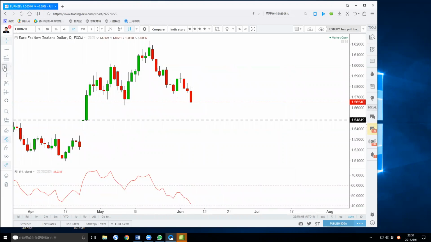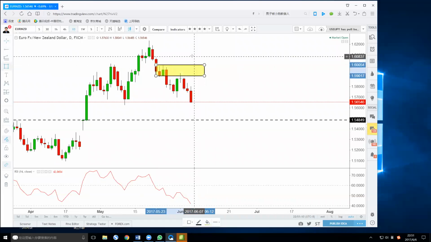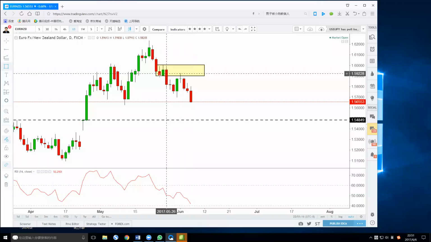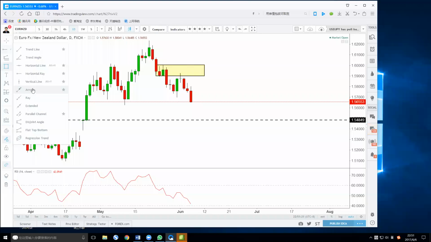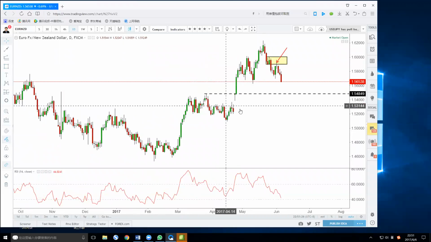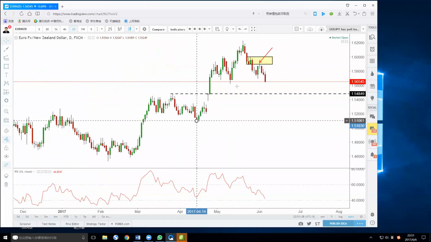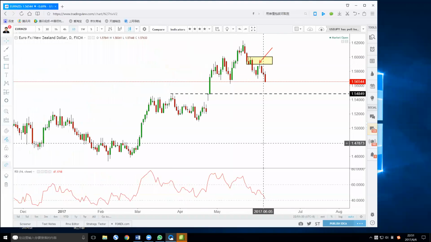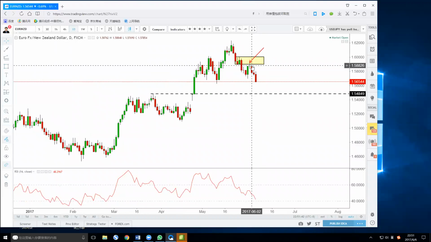You see the structure play here, right? It has support, breaks down, pulls back. So this is the best time for you to short. It just works very nicely. And Euro Kiwi, the uptrend is broken. Congratulations, David. Give yourself a cross because you did a good job of taking this Euro Kiwi short.